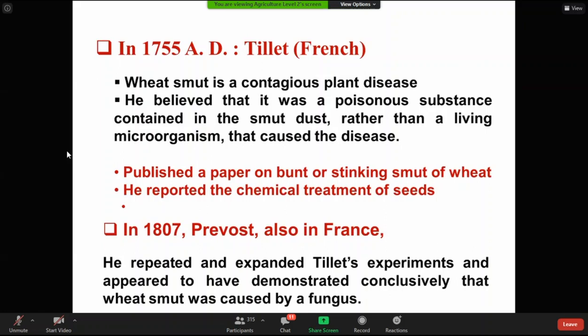He reported the chemical treatment of seed, এবং সে এটাও দেখলো যে এই সিডগুলিকে যদি কপার ফাঞ্জিসাইড দিয়ে ট্রিটমেন্ট দেওয়া যায় তাহলে এই পয়জনটা চলে যায়, সেটা প্রমাণ করলো. Did you see the science growing, the name plant pathology growing as a science? 1755 দিকে দেখো, wheat smut contagious disease he proved, but he failed to prove that it is caused by microorganism. He published some paper and also proposed that treating the seed with some copper fungicides can eliminate these poisonous substances.